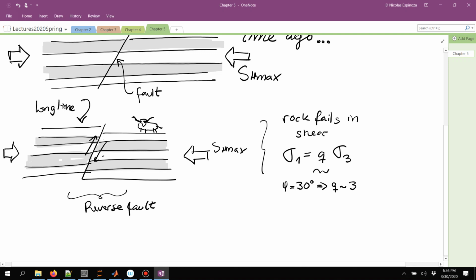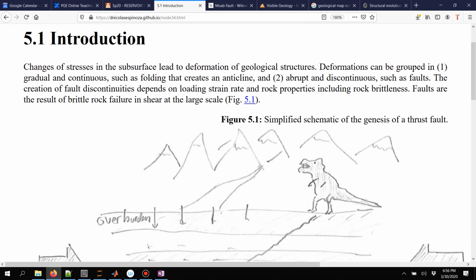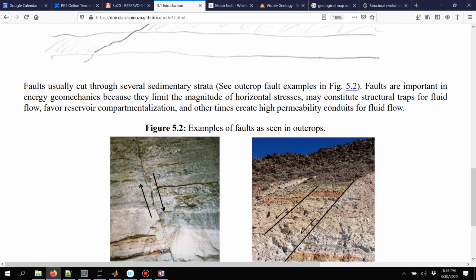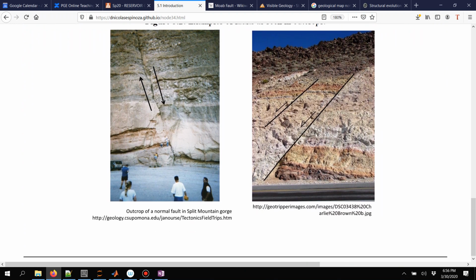If I have the minimum principal effective stress to be horizontal and the maximum effective stress to be vertical, what I would have instead is a normal fault. And this is what you see in these images. And in this case, in a normal fault, what we see is the hanging wall, which is the part of the rock which is above the fault, moving down relatively to the footwall. And the same you can see on this example on the right.